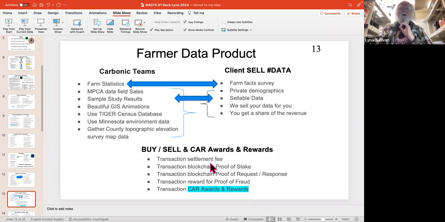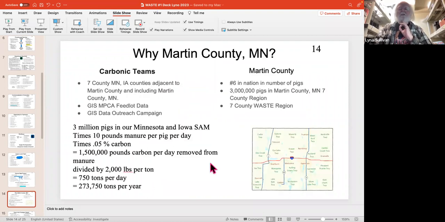I have what I call the CAR awards and rewards. What I do throughout the system is I create little corners where I ask questions and say, thank you for answering those questions. Here's a CAR reward.